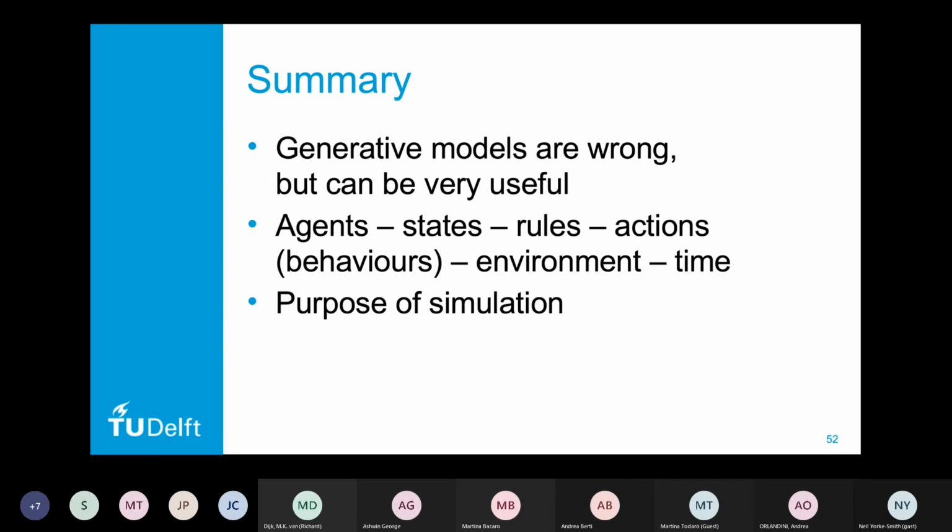What do we have in an agent-based generative model? We have agents, states, rules, actions, which lead to behaviors, the environment, and discrete time. And the key point when you're starting to think about building a model is, what is the purpose of this agent-based simulation I'm going to have?